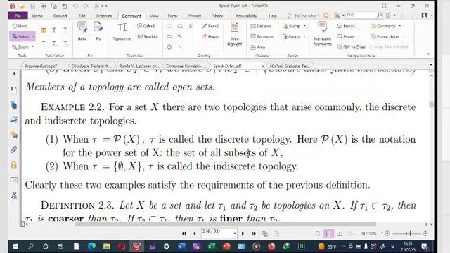It is very clear that any topology on X must contain the empty set and X. This is the first condition of topology. So this is the smallest topology on X. And clearly this other one is the greatest, or largest, topology on X.